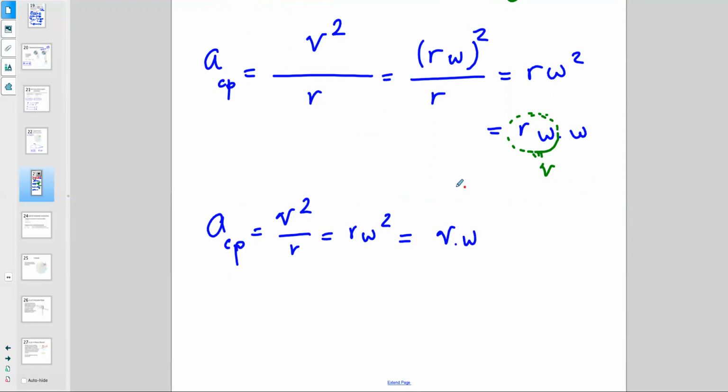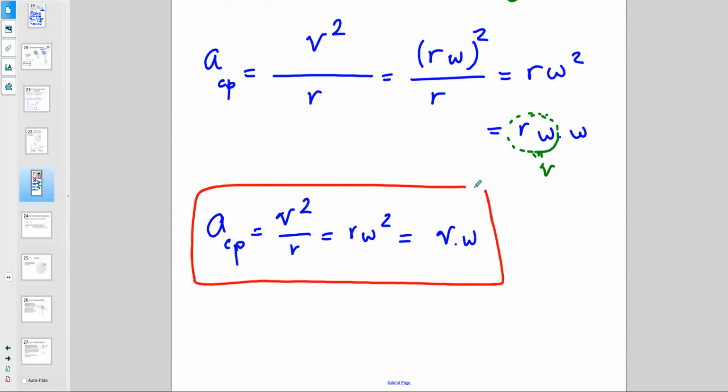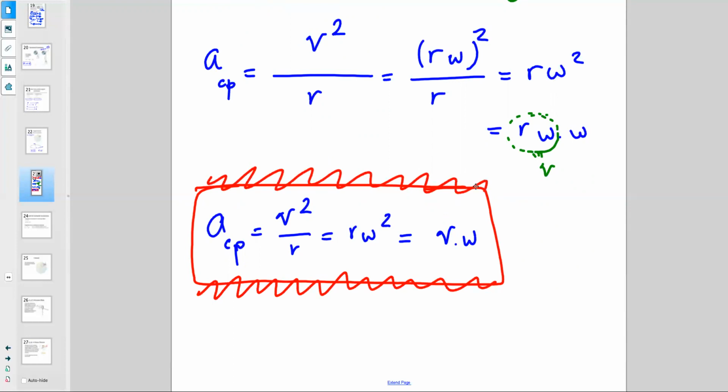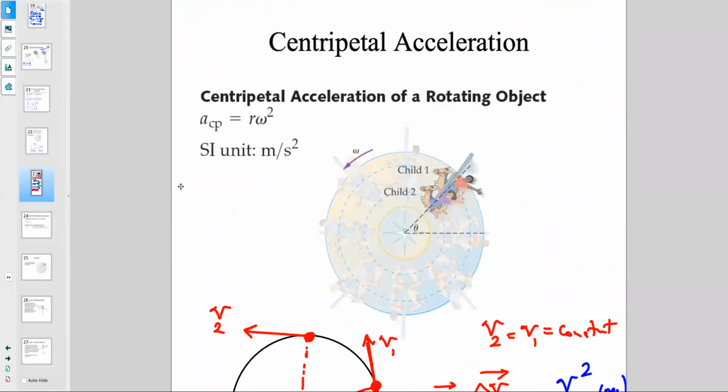Okay, and I am putting this in a box. This is very important, so remember it. And now all of these are vectors, so you need to put a vector on top of every one. All right, so the unit for that is meters per second squared, remember. It's not radians per second squared, it's meters per second squared.